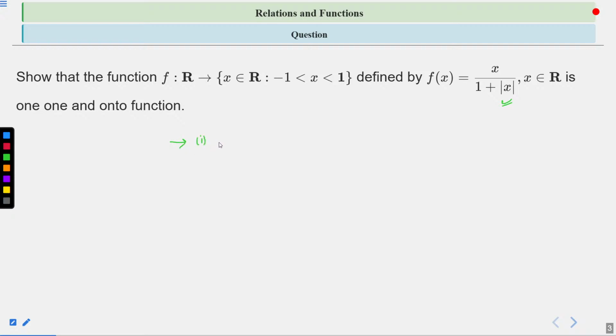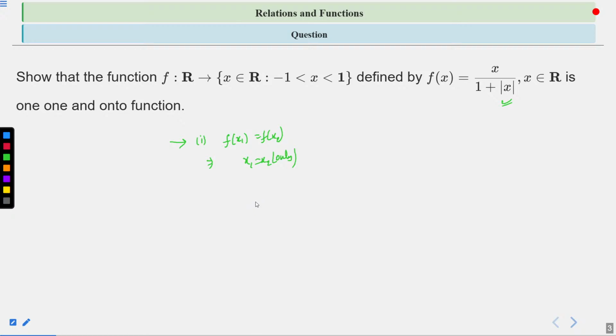For one-one, suppose for x1 and x2, f of x1 is equal to f of x2. Then when we solve this, we should get x1 is equal to x2 only. This is the analytical approach. So we will go with the analytical approach in this question.